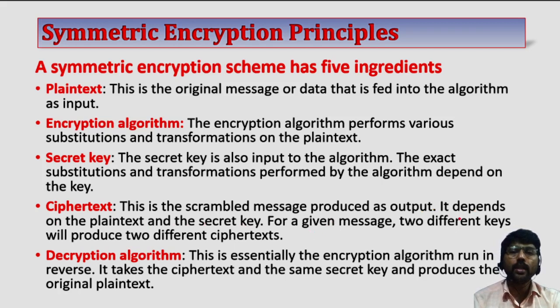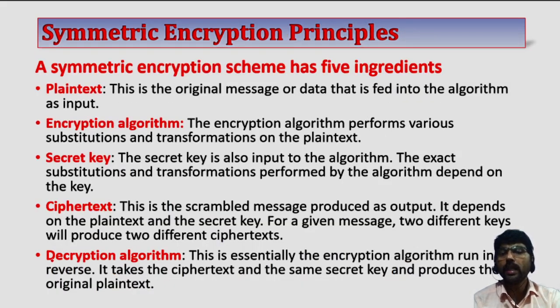For a given message, two different keys will produce two different ciphertexts. What is the meaning here is, if you have the same plain text but two different keys, the secret key is changed, plain text is same and given to the algorithm, same plain text, two different secret keys given to the algorithm, it will create two different ciphertexts. Okay, so I am telling the transformation is actually depending on the secret key.